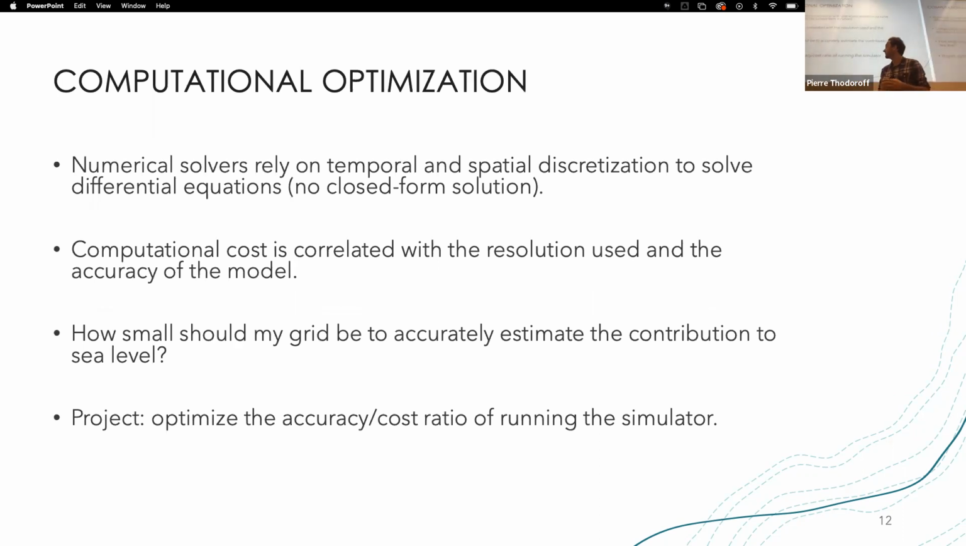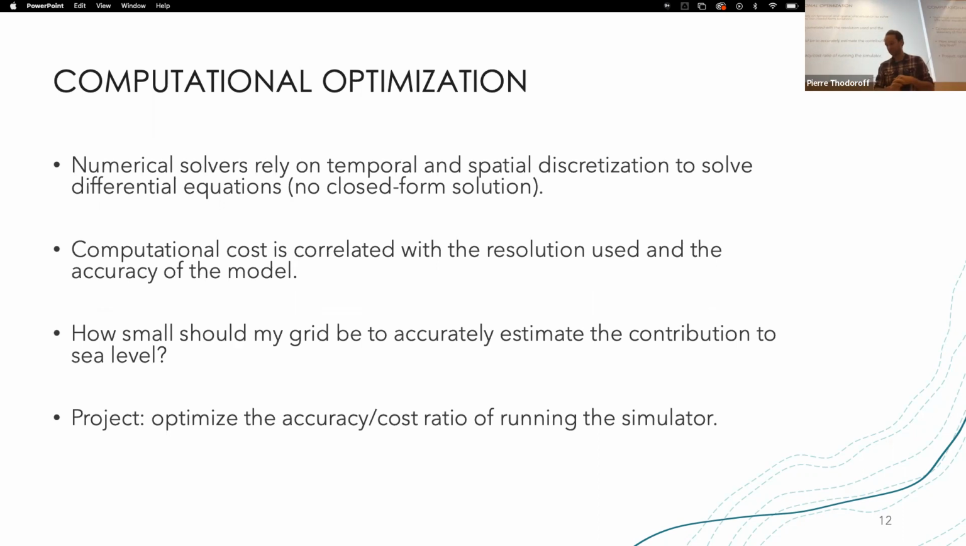And one property that's interesting is that to solve this differential equation, you're going to use numerical solvers that are going to spatially or temporally discretize your input space. And so what's interesting is that the computational cost of running a model is going to be completely correlated with the resolution and the accuracy of the model.